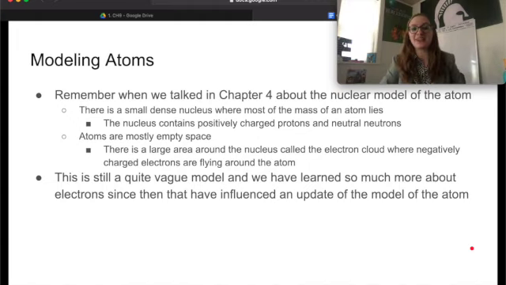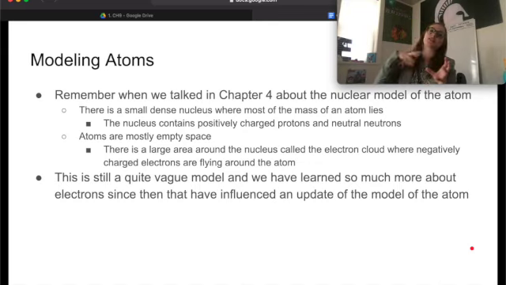We're back to modeling again, our favorite thing. Here we are. But in chapter 4, we talked about the nuclear model of the atom, and we kind of left it there. That there's this small, dense nucleus at the center of an atom, where most of the mass of the atom lies. This nucleus contains positively charged protons and neutrally charged neutrons. Atoms are mostly empty space, as we might remember.